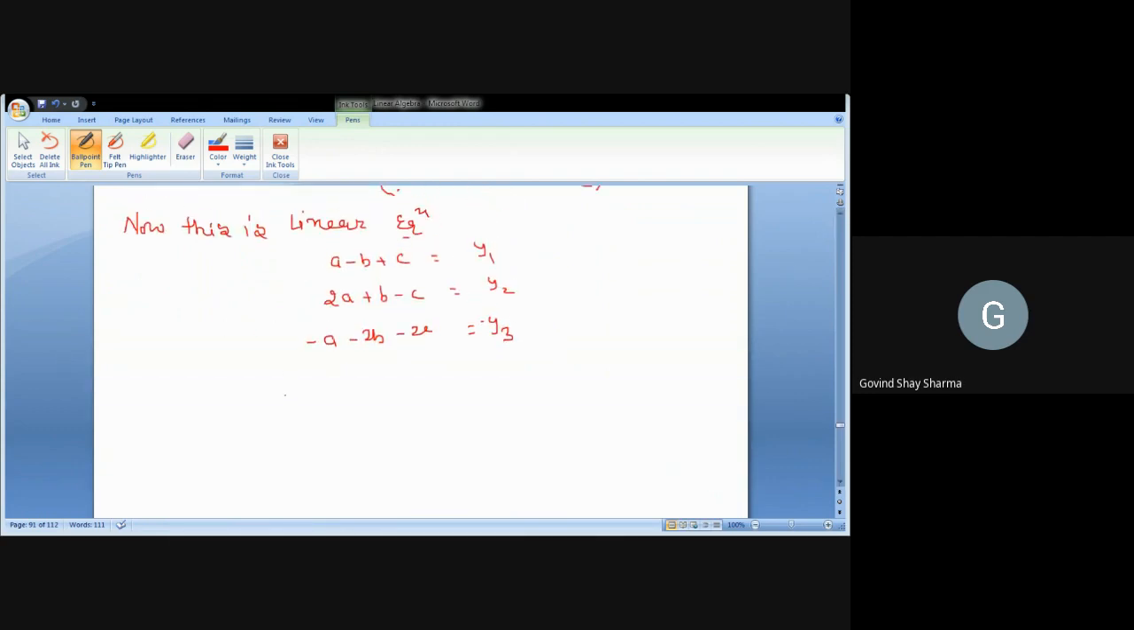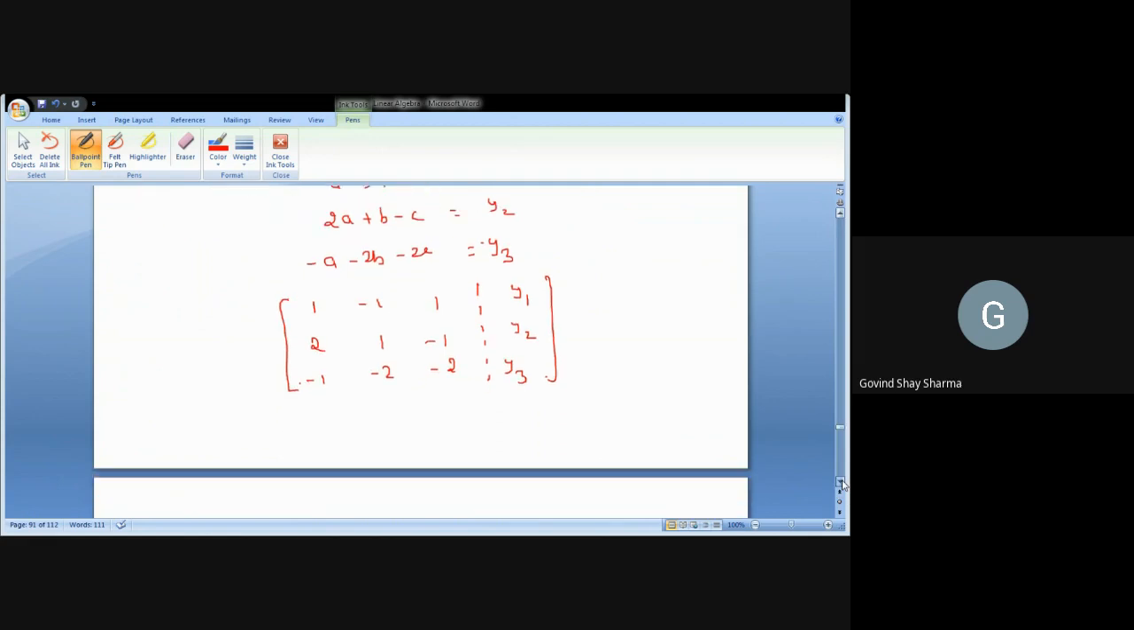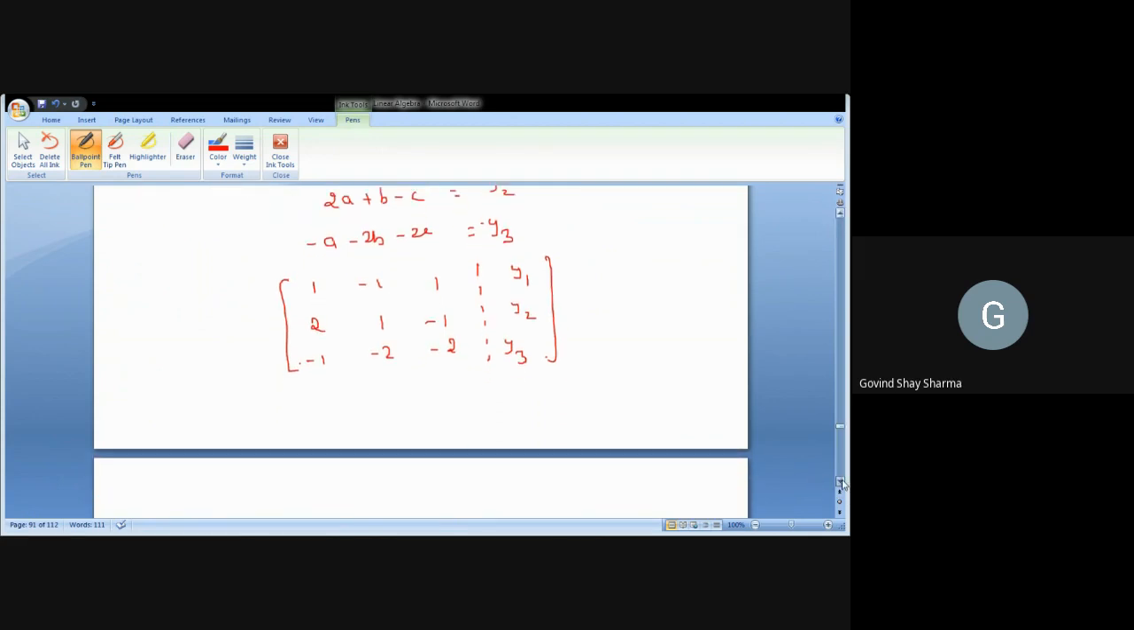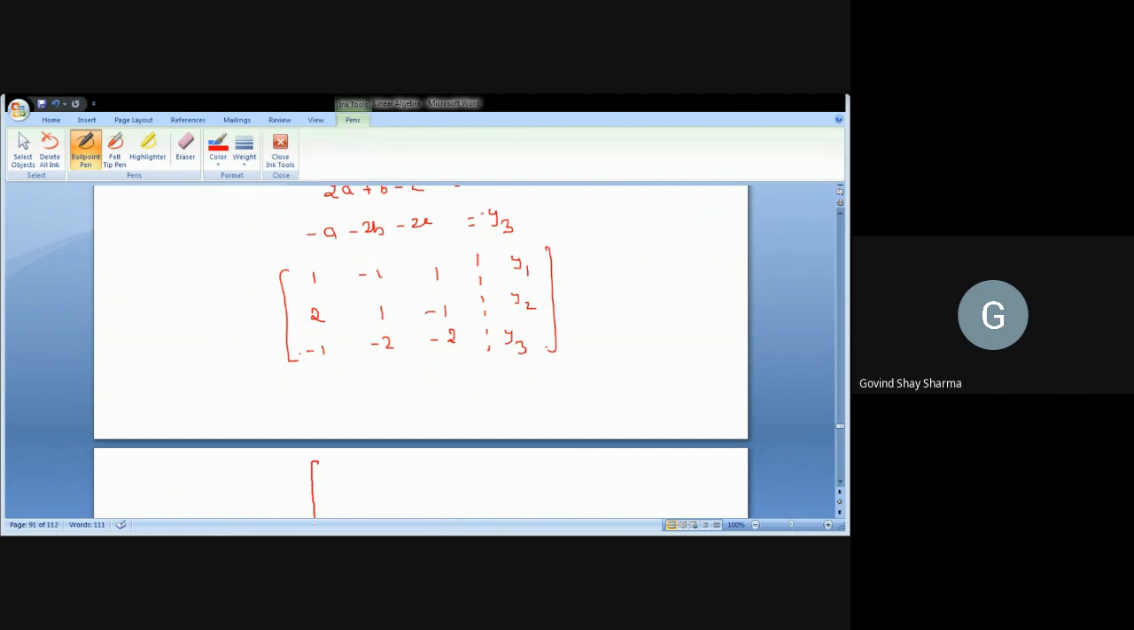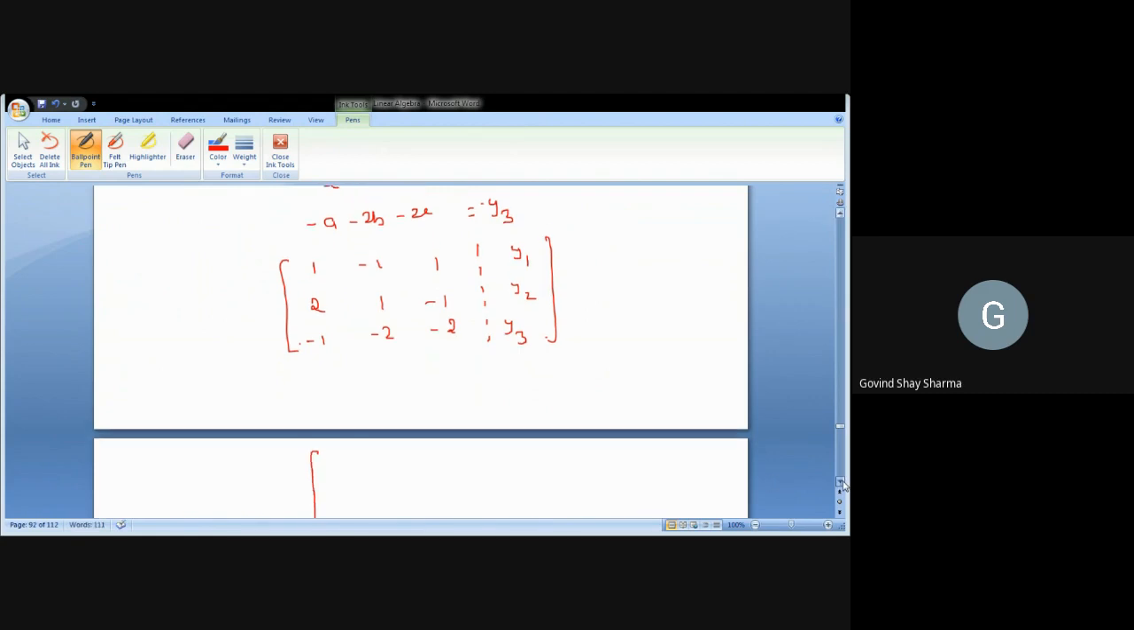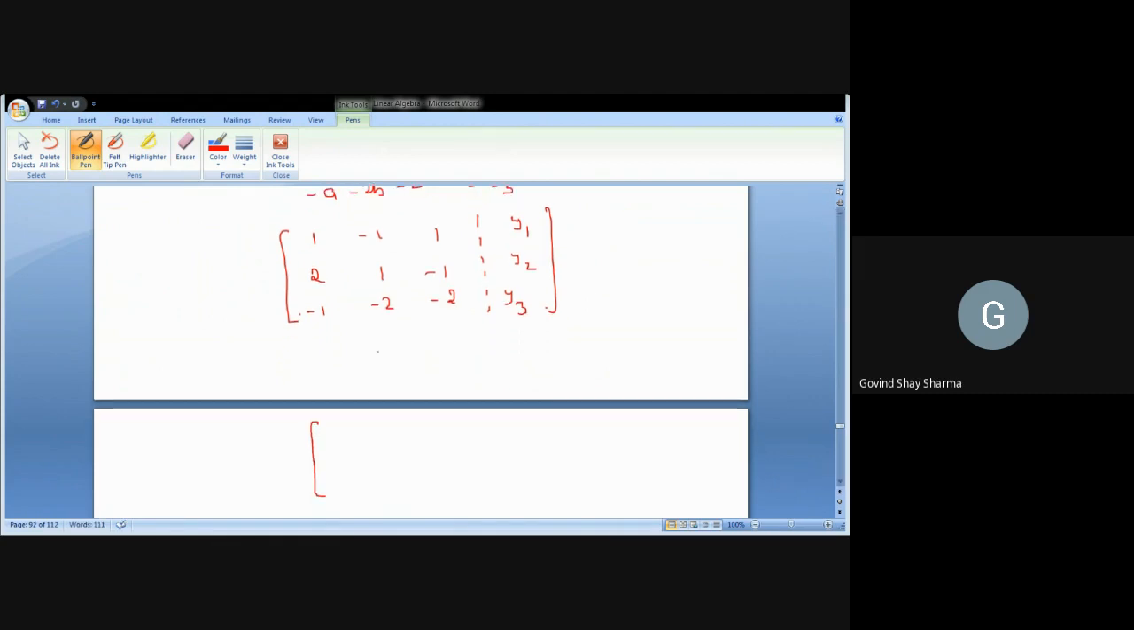So we make the augmented matrix, y1. This makes the augmented matrix. Now we try to make the echelon form of the matrix.